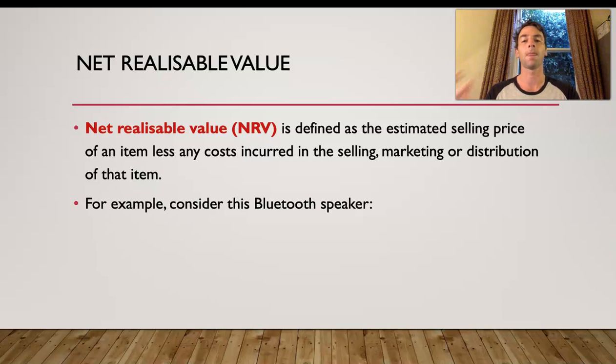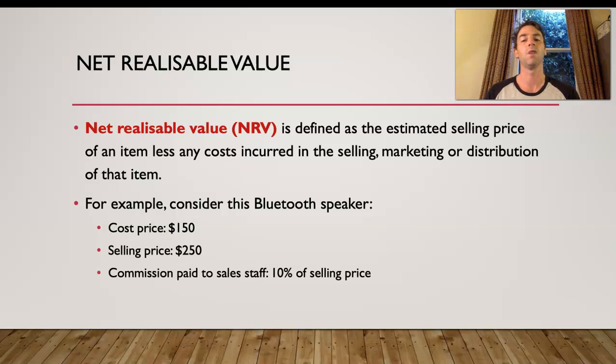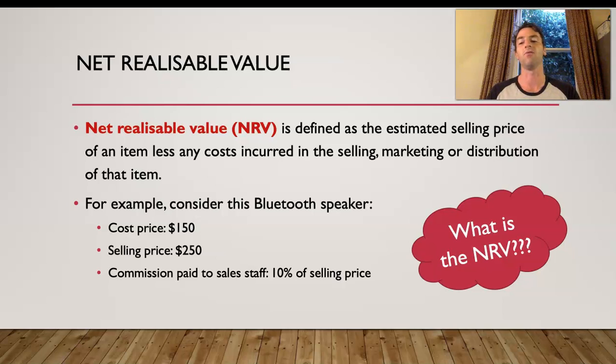For example, we have a Bluetooth speaker. Its cost price, $150. Our selling price, $250. So we're doing a markup of about 160, 170%. I can't be bothered working it out. But we're selling it for more than its cost price. But we pay our staff a commission. If you're a bit unsure what a commission is, each time we sell something, the staff get a little bit of money, and it's 10% of the selling price. So my question to you is, what is the net realizable value of each speaker?